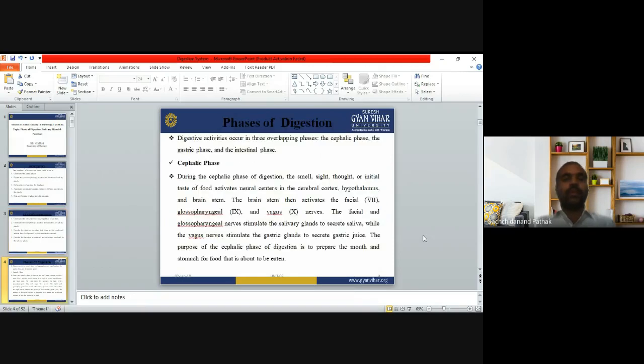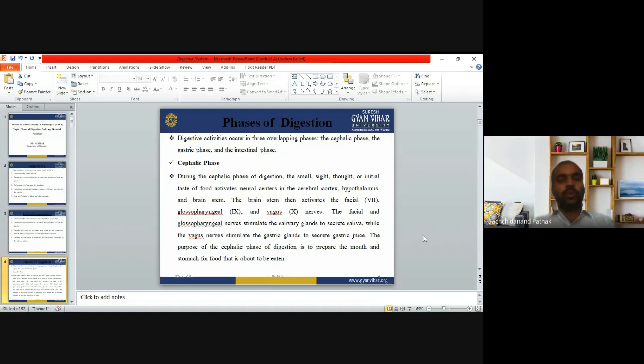Now come to the point, the phases of digestion. Digestive activity occurs in three overlapping phases. We already completed the digestive chapter, so it will be very easy to understand the different phases of digestion. Digestion starts from the mouth, and then ends at the anus.